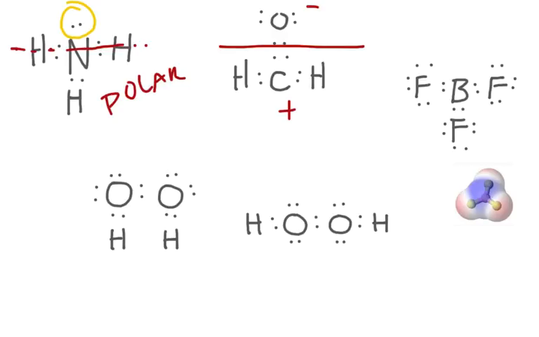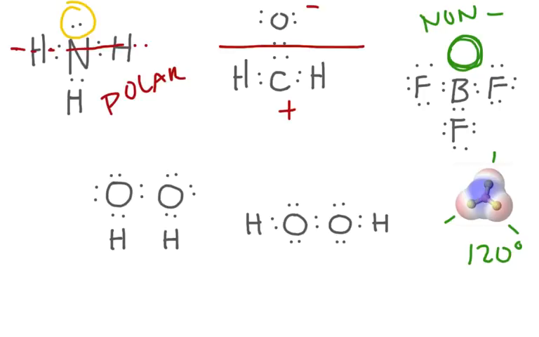Now we have BF3. BF3, we said there is no lone pair on this portion. So we have three fluorine atoms. They are going to repel each other as much as possible, and we're going to end up having 3 atoms here at 120 degrees, and that's going to be very even, and it's going to be a nice non-polar molecule.